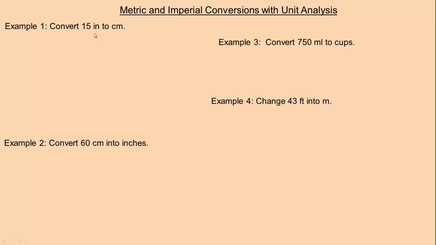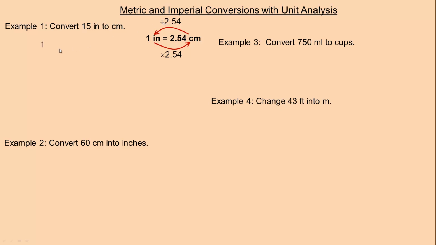So the first one says convert 15 inches to centimeters. The first thing you need to know is the relationship between inches and centimeters. 1 inch is 2.54 centimeters. So to convert from inches to centimeters, there's 2.54 centimeters in every inch, so we would multiply by 2.54. If we were going from centimeters to inches, we would instead divide by 2.54. And I'll show you using some proportions another way to know when to divide and when to multiply.